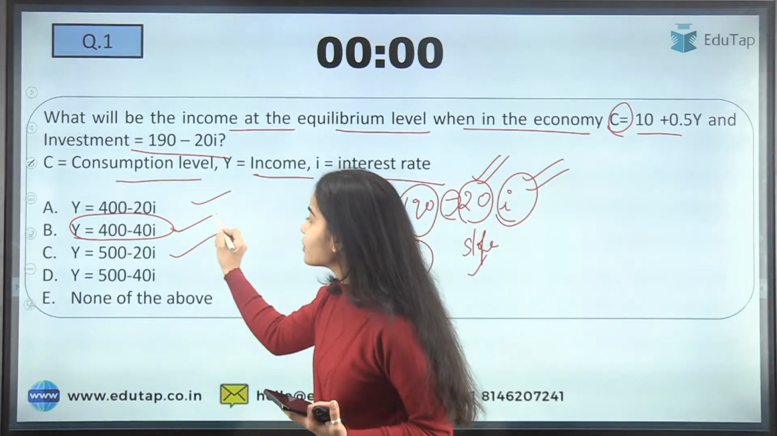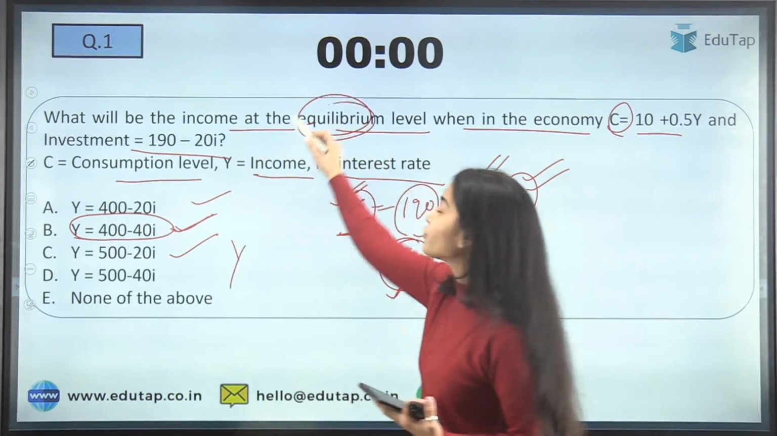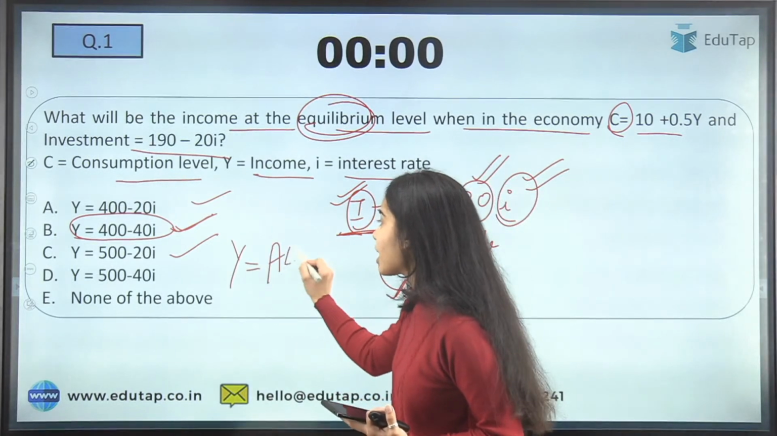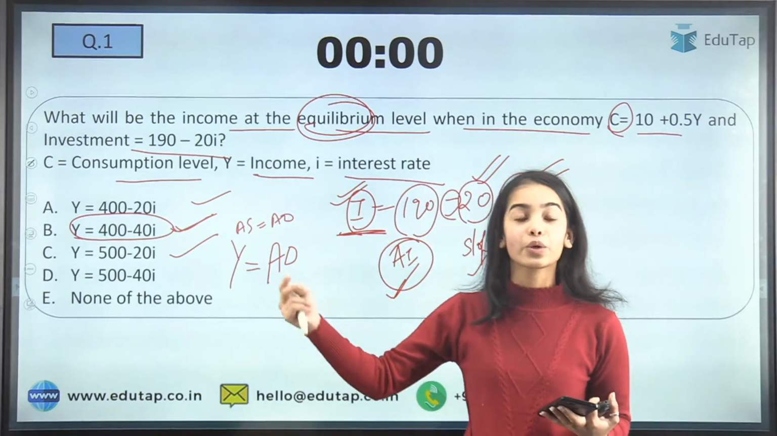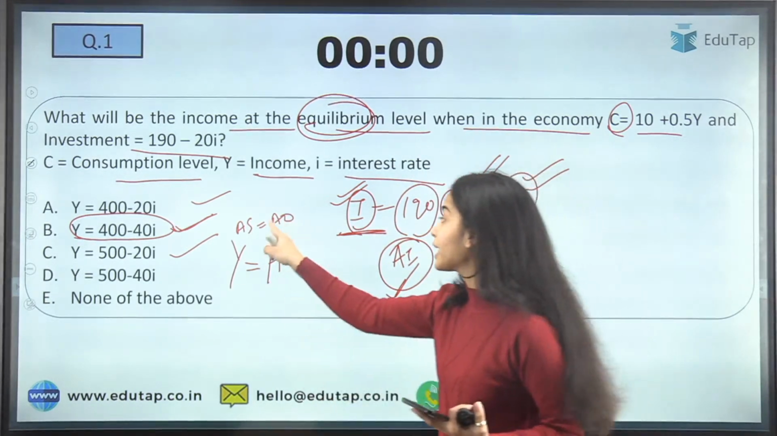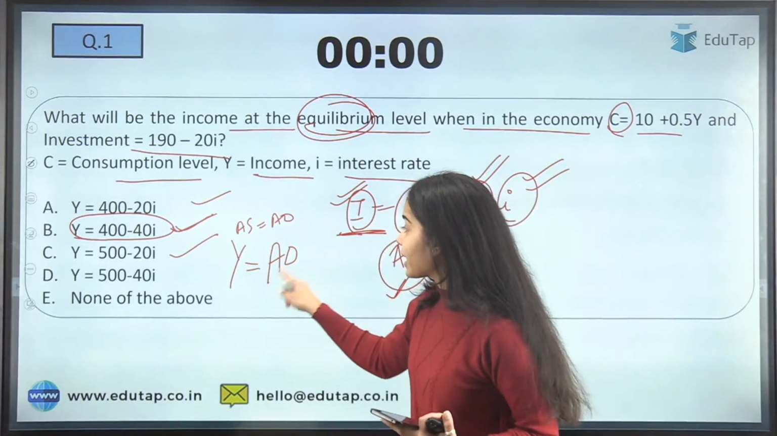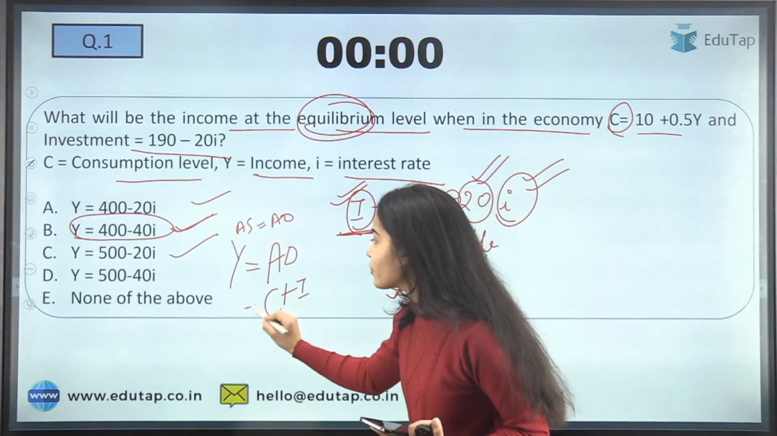How did we get to the B answer is, see, income equilibrium. At equilibrium, what will be the equation? The income is equal to aggregate demand, the aggregate supply equal to aggregate demand. And in the previous session I told you that according to Keynes, the aggregate supply is the income. So aggregate supply is equal to income, income equal to aggregate demand, and aggregate demand means consumption plus investment.